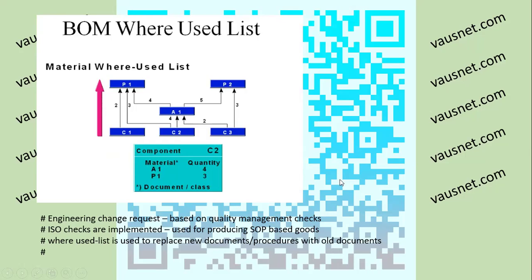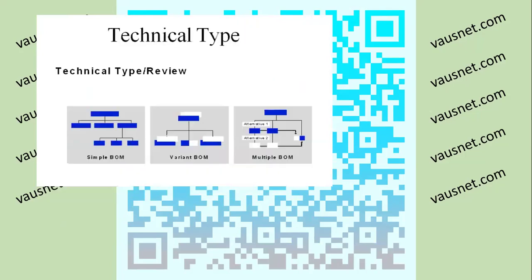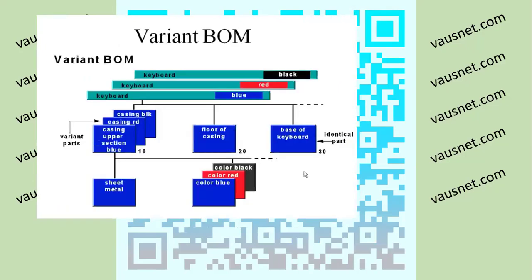If a new motorbike model is being launched, and it is a different variant of the older model with some changes, of course, that old bill of material will be useful to redefine the new one. Mass changes in bill of material are also possible. Okay, we'll see that. Technical types. We've already seen multiple BOMs, variant BOMs, and simple bills of material.